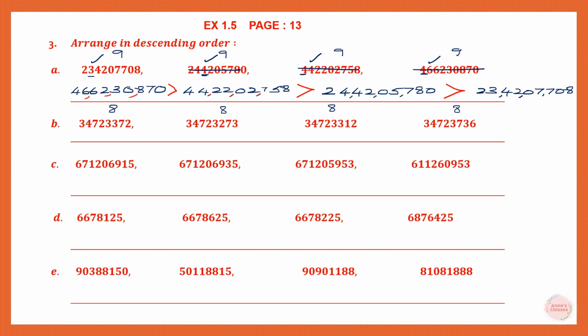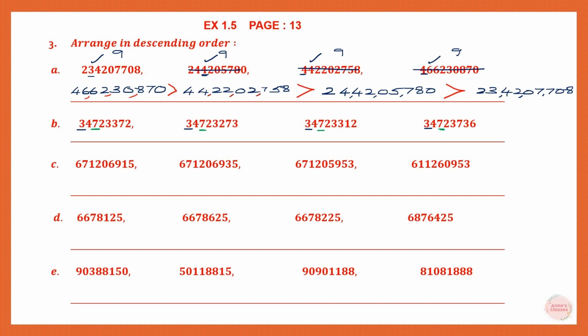Since they're all 8-digit numbers, we need to look at the digit on the extreme left. Here we have 3, 3, 3 and 3. That means all are same. So we have to look at the next digit. 4, 4, 4, 4. It's still the same. So now let's go to the next one. 7, again 7, again 7, again 7. So they're all 7s.